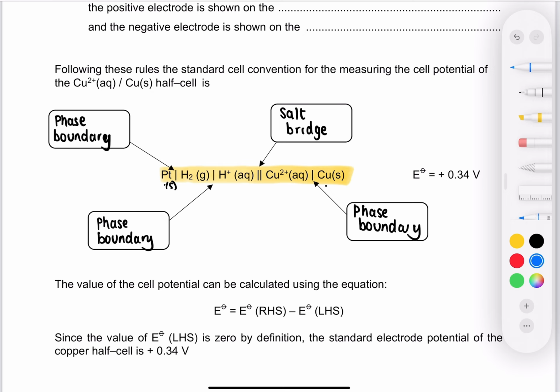What I like to think about is that we're attaching a crocodile clip to these two ends, and in this one the electrons would flow to the positive electrode, so they would flow from this side to this side. Now that blue bit is not actually part of the diagram. The electrons are flowing towards copper from the platinum hydrogen half cell. I'm just going to remove that because that's not actually part of the diagram.